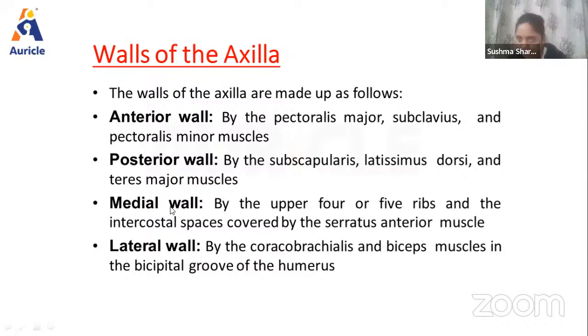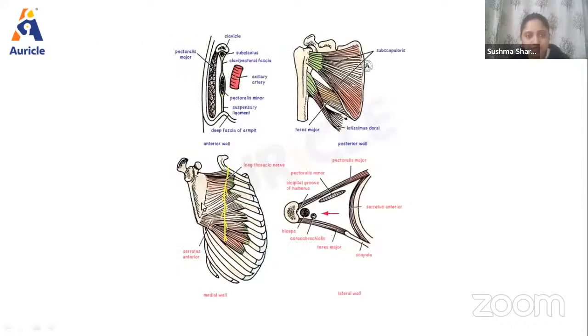Medial wall, chest wall. Lateral wall, lis. Lis is lateral, like coracobrachialis and biceps. Nothing to memorize here. Just apply logic. Anterior PSP, posterior all the posterior muscles, medial the chest wall, lateral the lis muscle. Yes, this is showing the different muscles, how they are coming.